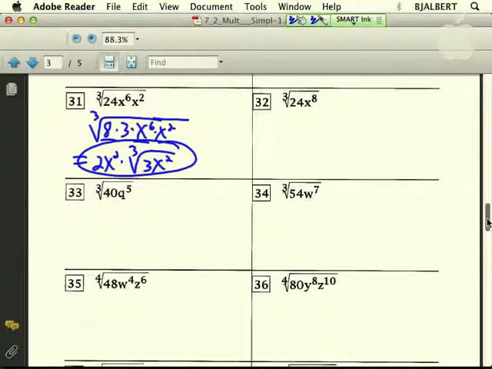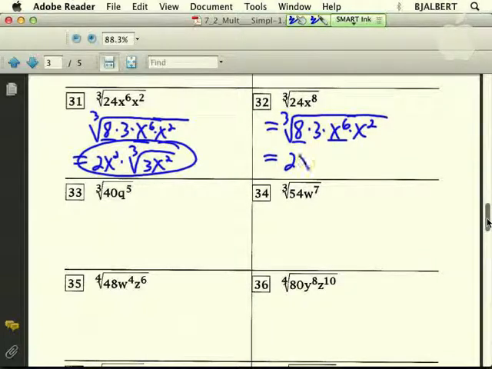32 is exactly the same thing as 31. So I'll start it, and then you can look at 31. This is going to be broken up into 8 times 3 times x to the 6 times x squared. Cube root of 8 is 2. The cube root of x to the 6 is x squared. And you're left with the cube root of 3x squared. So it's the same as 31. 33.